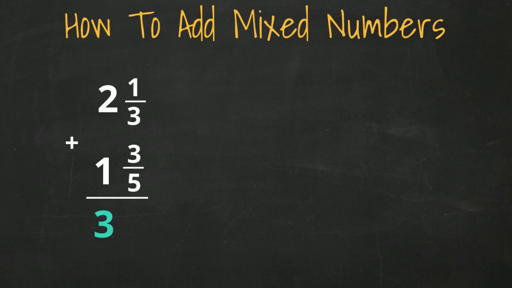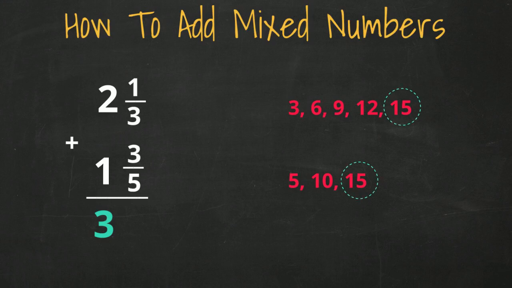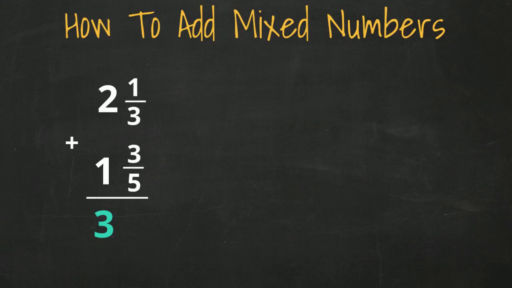First, we find the multiples of 3 and 5, and then find the lowest common multiple, which will end up being our denominator. The multiples of 3 are 3, 6, 9, 12, and 15. Multiples of 5 are 5, 10, 15. 15 will be our denominator as it is a multiple of both 3 and 5. Let's rewrite our proper fraction portion into the equivalent fraction with a denominator of 15.